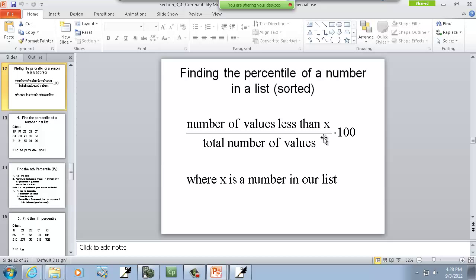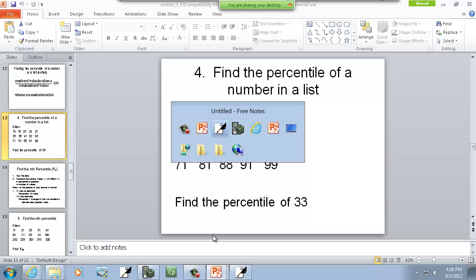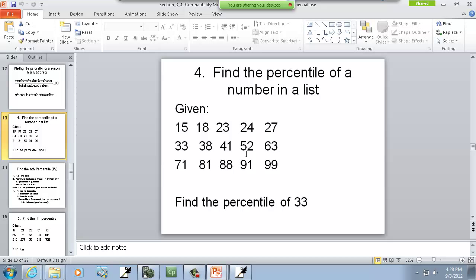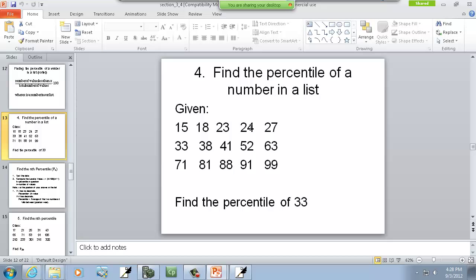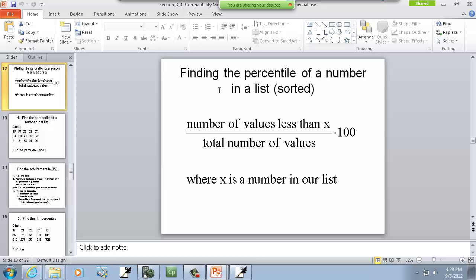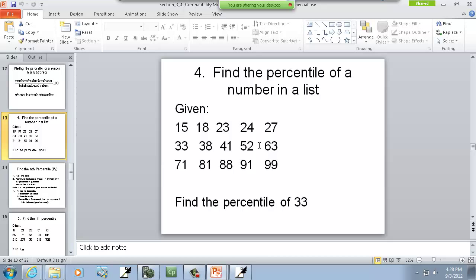So let's look at this. We're given these numbers, arranged from smallest to largest. It says find the percentile of 33. Well, the number of values less than x: 33 is right here, and the number of values less than it is 5. So this would be 5 over, and our formula says over the total number of values. There's 5, 10, 15 total. And then you multiply it times 100.